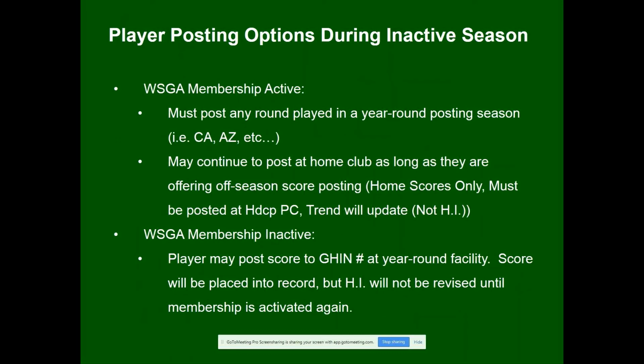All right. Also, WSGA members, when you're active and when you go play down south, make sure that you're posting those scores. We already talked about this, but your revision is still continuing to be updated as we go along. So also keep in mind, if you are inactive and you play golf down, let's say in California, you still have the ability to go to that handicap computer at that club in California and post your score to your GHIN number. It will go on your record, but it will have no effect on your handicap index until you reactivate your membership with the WSGA. So just keep that in mind and spread the word about that.